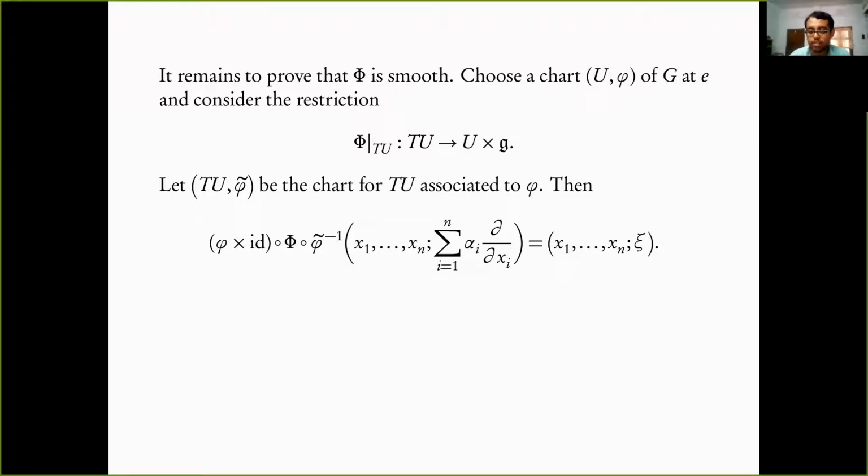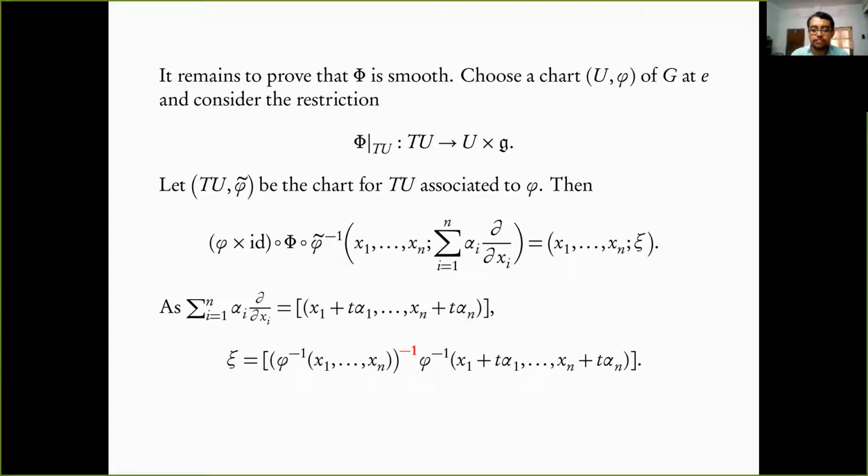So in Rn, what should that correspond to? In Rn, that corresponds to the equivalence class of the curve x1 plus t alpha 1, dot dot, xn plus t alpha n, right? That is a standard linear curve which is initialized at x1, x2, xn and has velocity alpha 1, alpha 2, alpha n. So that is what you choose in the Rn cross Rn part. You're going to apply phi inverse to that. And then you want to apply this map capital phi.